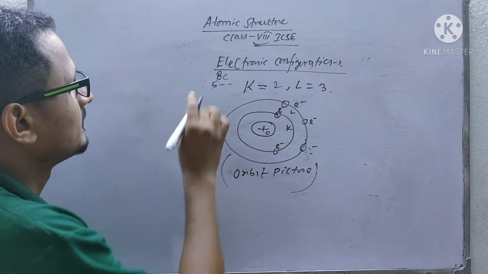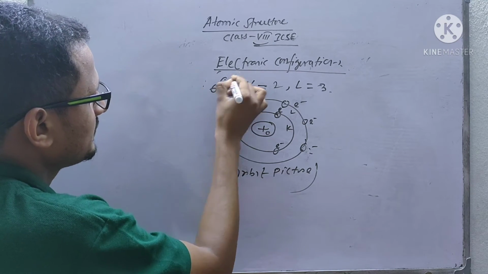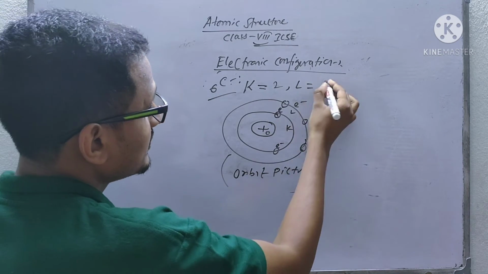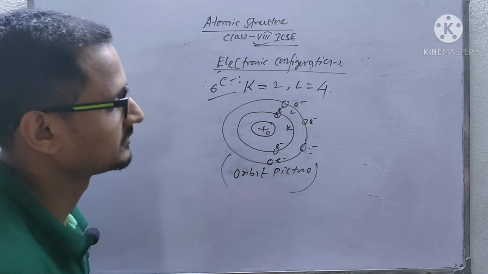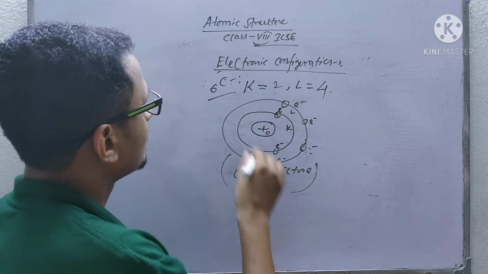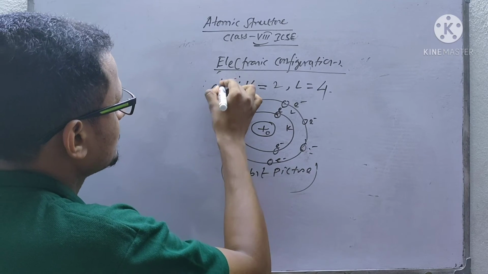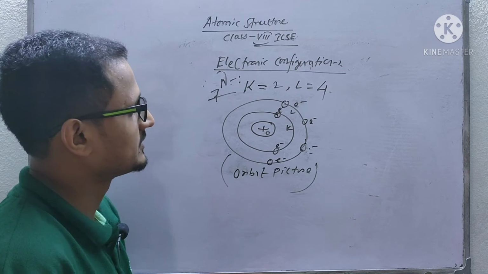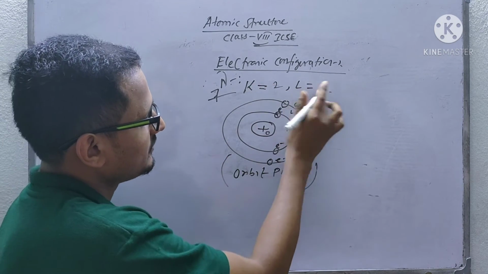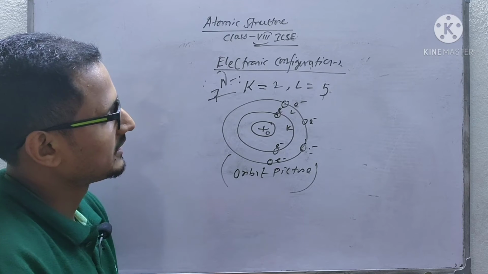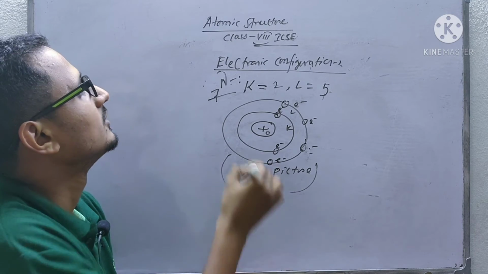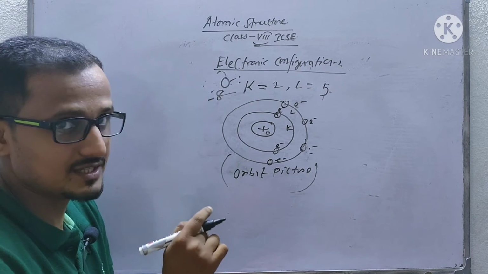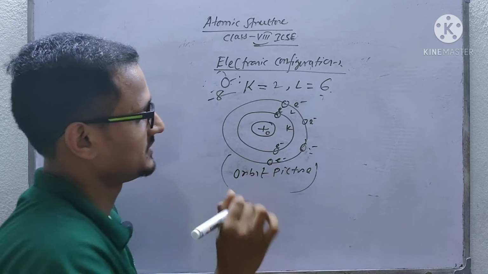Okay. For carbon, atomic number is 6. So 2 electrons in K orbit and 4 electrons in L orbit. Done. For nitrogen, atomic number is 7. So 2 electrons in K orbit and 5 electrons in L orbit. Okay. For oxygen, atomic number is 8. So 2 electrons in K orbit and 6 electrons in L orbit.